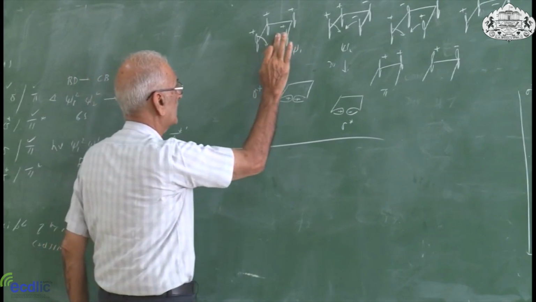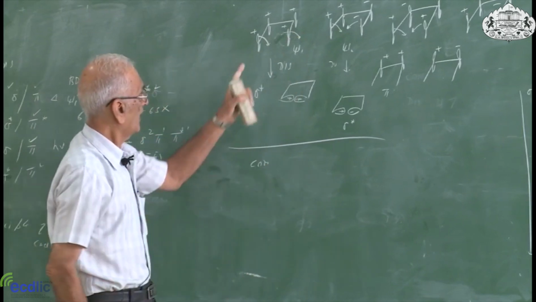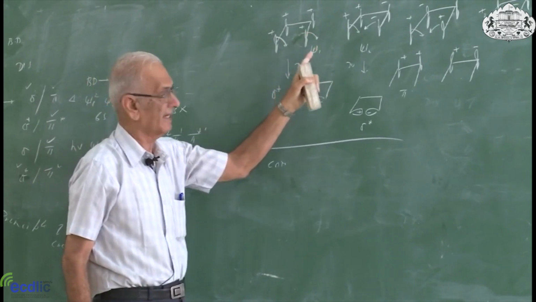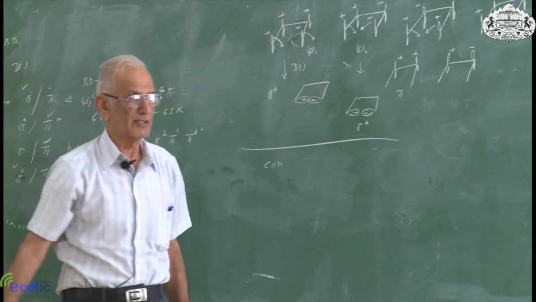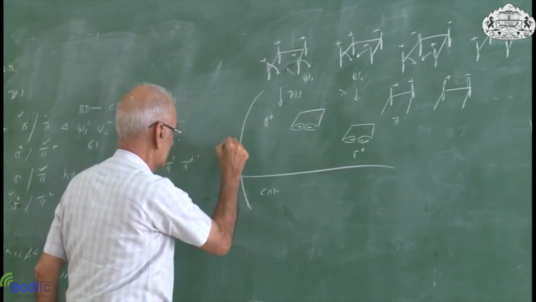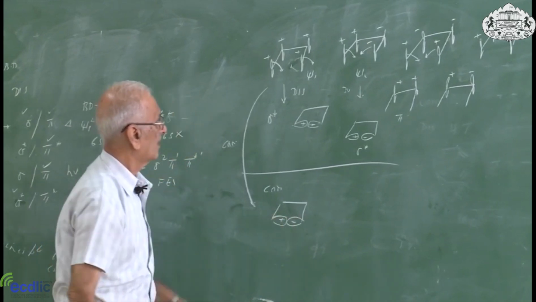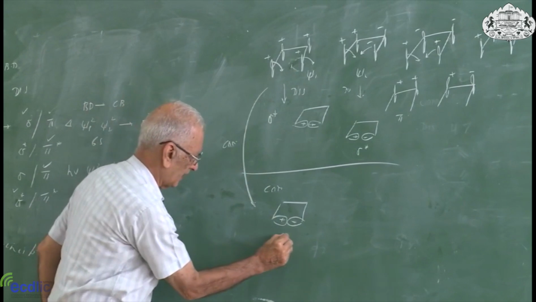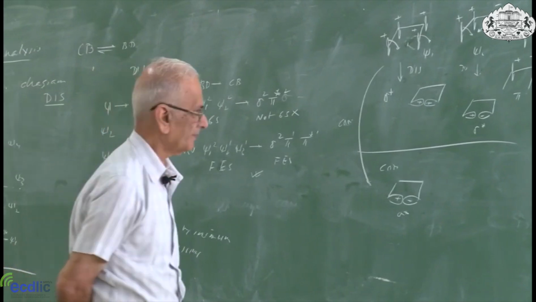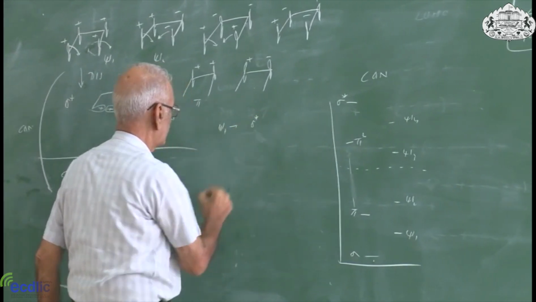Now, we are going to look at the conrotatory process. What will happen? This will move clockwise, this will move clockwise. So, plus will be outside. What will be inside? Minus will be inside. So, in the conrotatory process, psi 1 will correlate with sigma star.